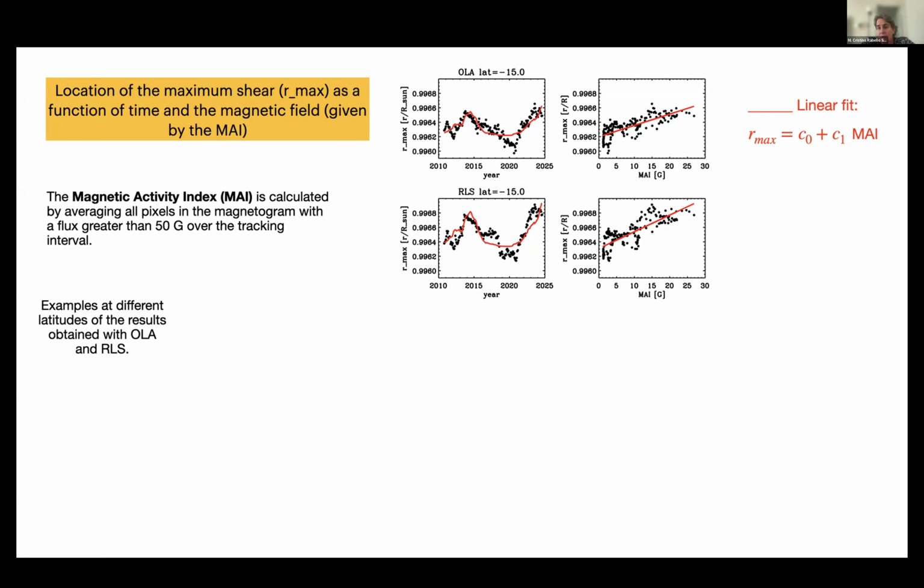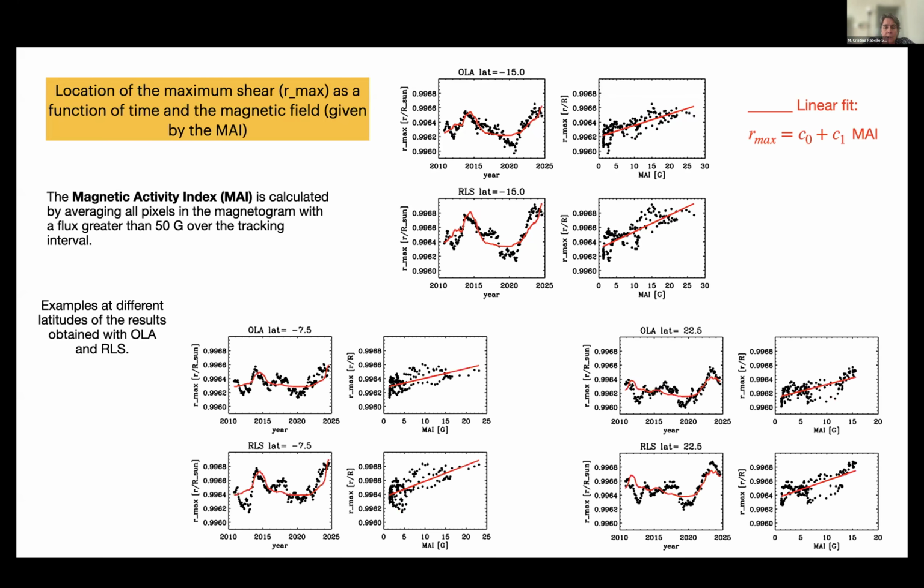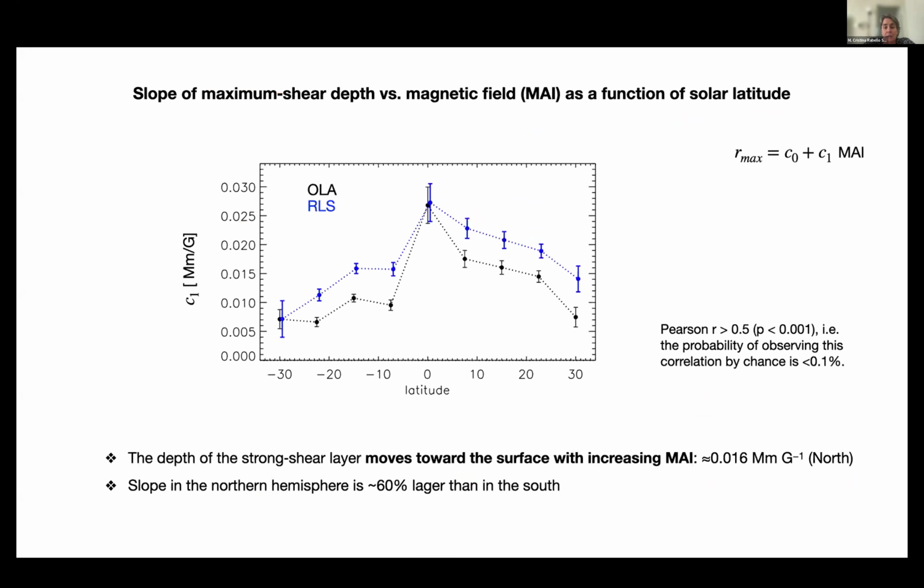And so I fit a straight line, and you can see on the right plot, and on the left, I use this linear fit to plot a normalized MAI to see how it agrees with the changing location. Here are 2 more examples, on the left for latitude minus 7.5, on the right for latitude 22.5, just so you have an idea of how good or bad the correlation is between the location and the magnetic field average. So here are my results.